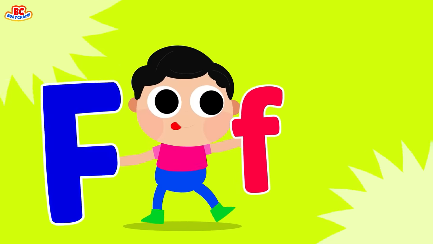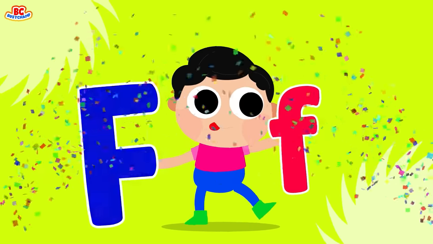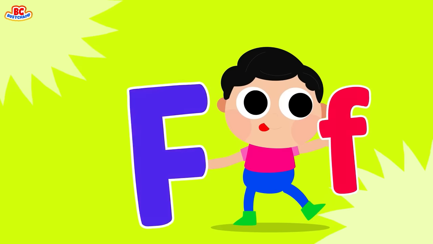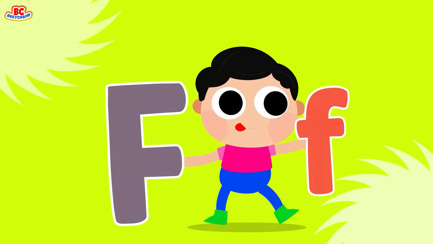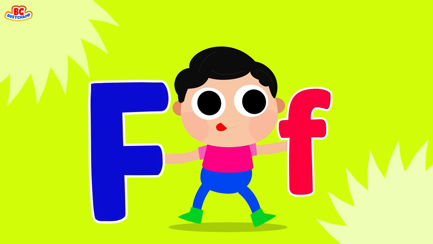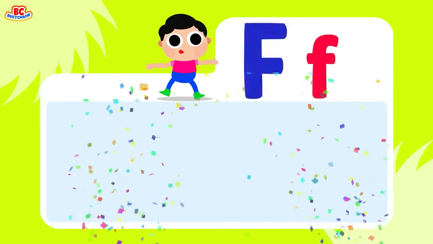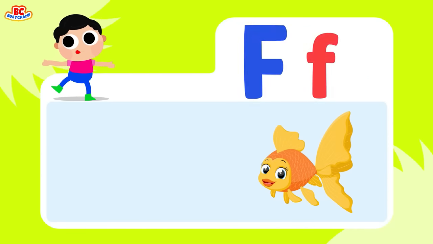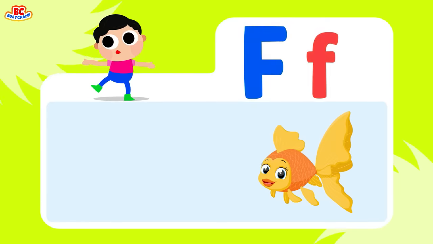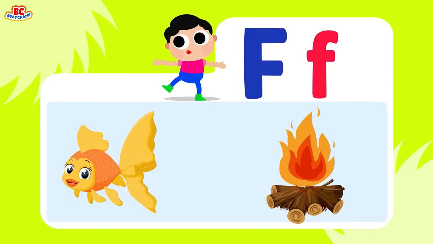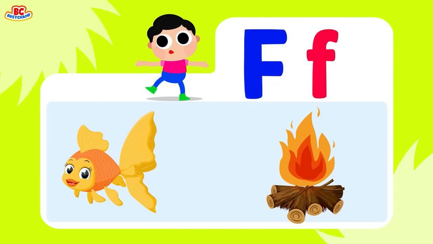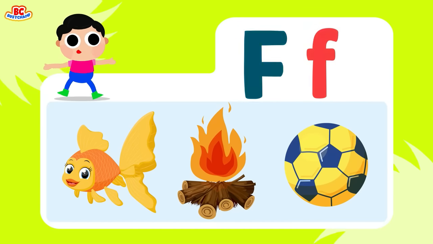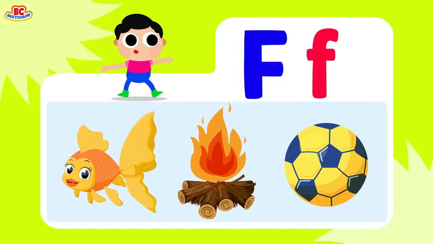Which alphabet can you see in my hands? I have the letter F in my right hand and its sound in my left hand. And there are so many words that begin with letter F. F called fish. Fish. F called fire. Fire. F called football. Football.